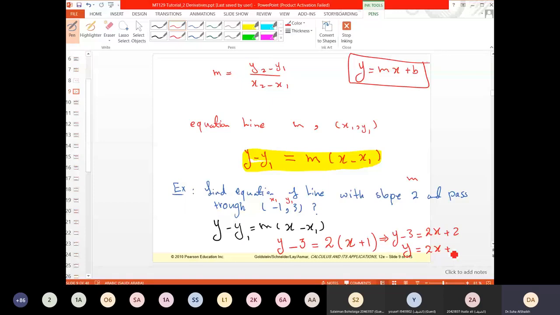So excellent, Ahmed, you calculated this very quickly. So this is the equation of the line they asked for. You got it now? So those are the important things when we are talking about the line.